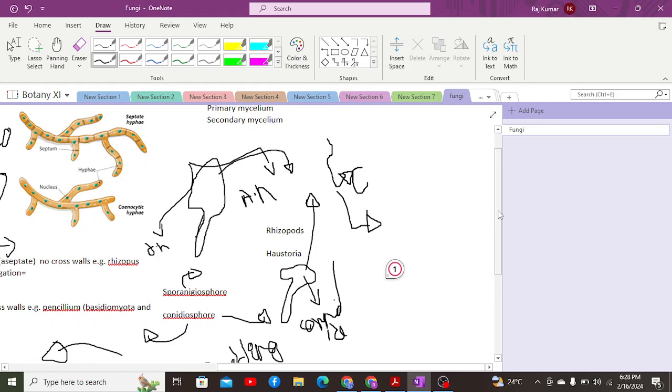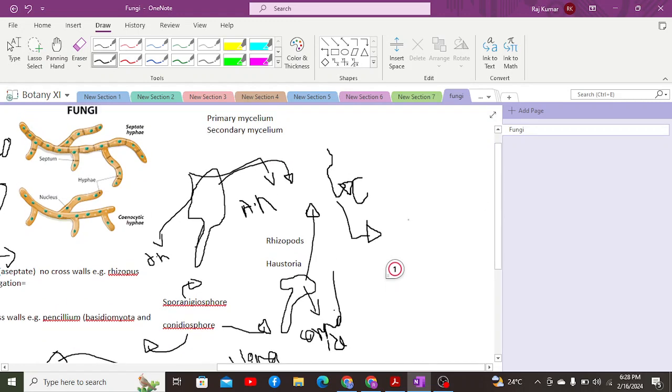In terms of sexual reproduction, all fungi perform sexual reproduction except Deuteromycota, because they are unicellular. Examples of this include Saccharomyces.